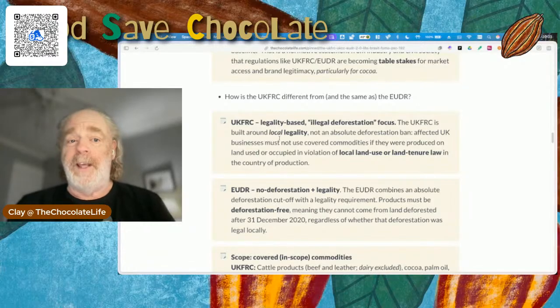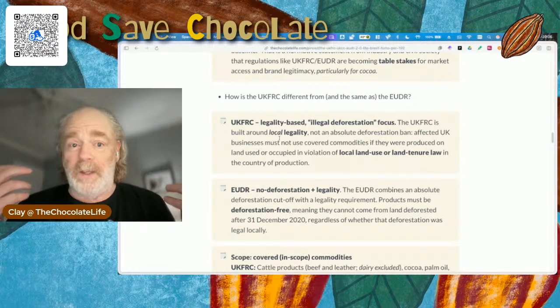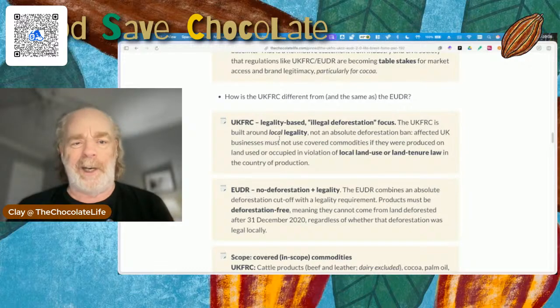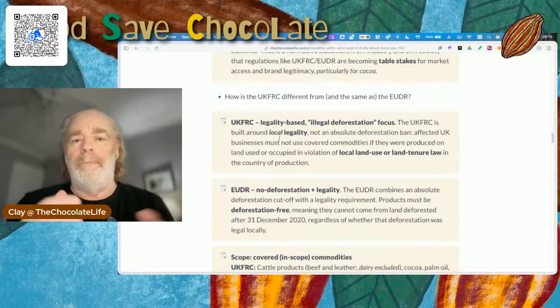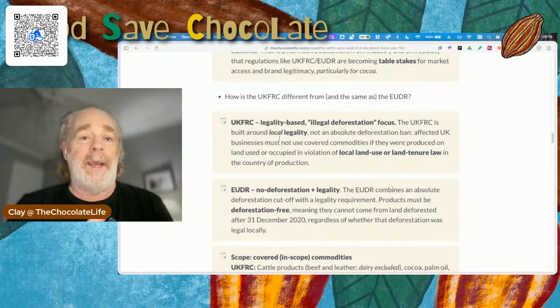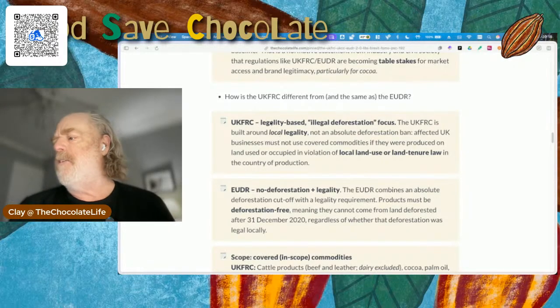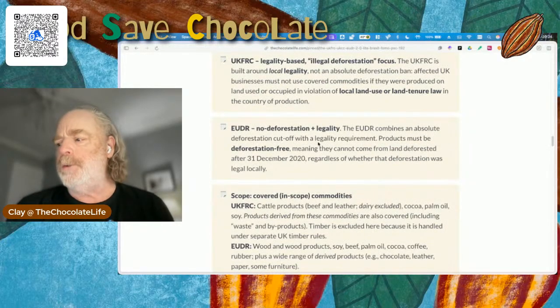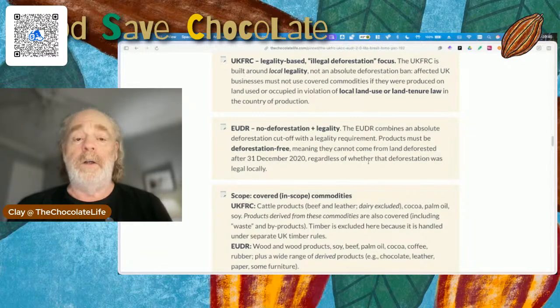At the moment, the enabling legislation for the UKFRC has yet to be drafted, and so we have no idea if there's going to be a similar before date. It's okay before this date, and after this date, it's not okay. But there are fundamental differences in that the EUDR combines an absolute deforestation cutoff, the 31st of December 2020, with a legality requirement. Products must be deforestation free, meaning that they cannot come from land deforested, regardless of whether that deforestation was legal locally.